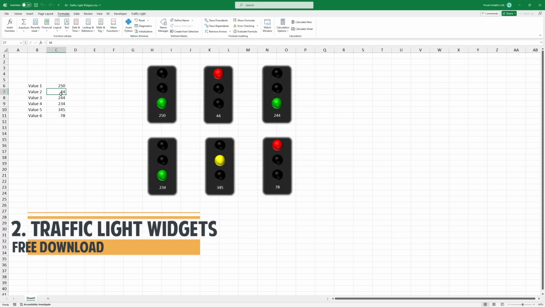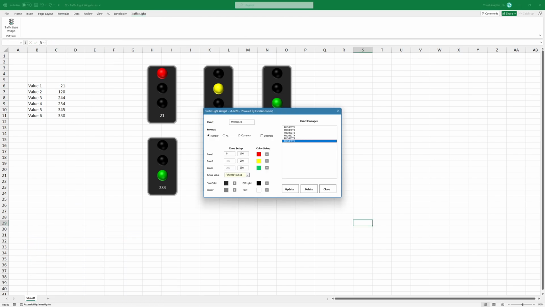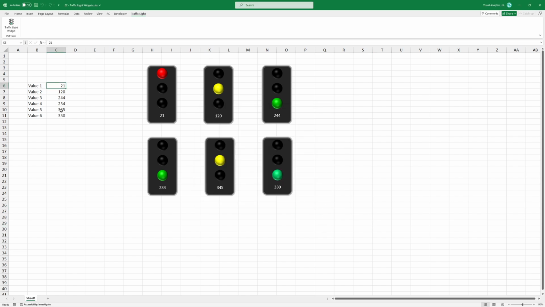With traffic light widgets, users can instantly see the status of key performance indicators without needing to interpret numerical values or charts. Project managers can streamline project monitoring and decision-making processes in Excel.